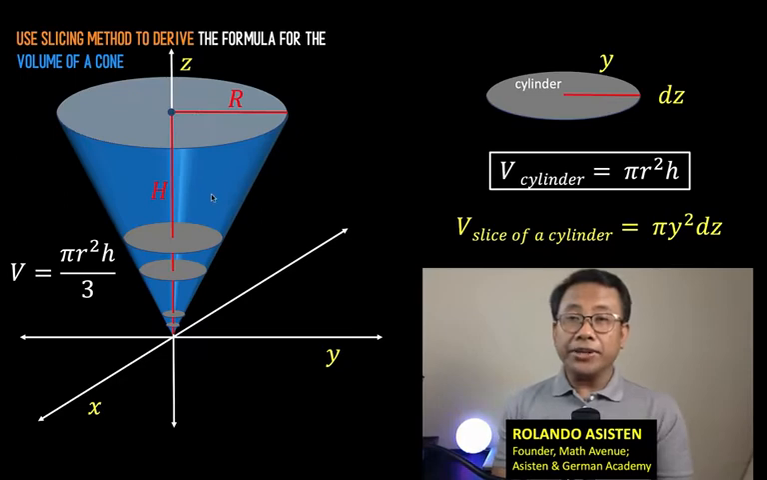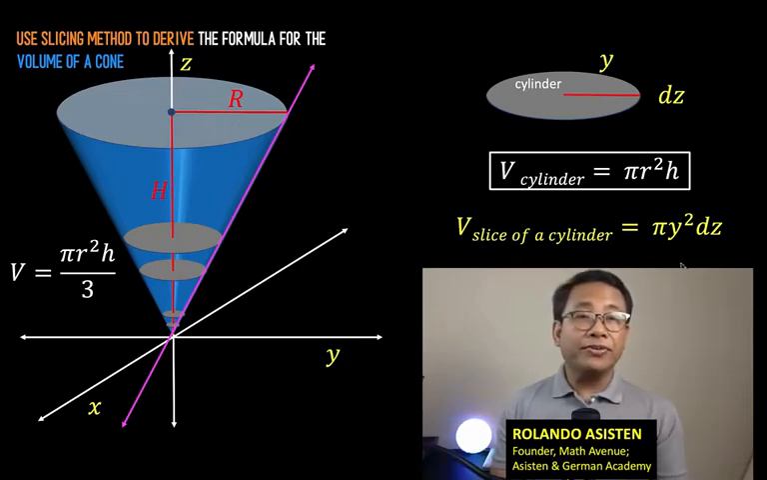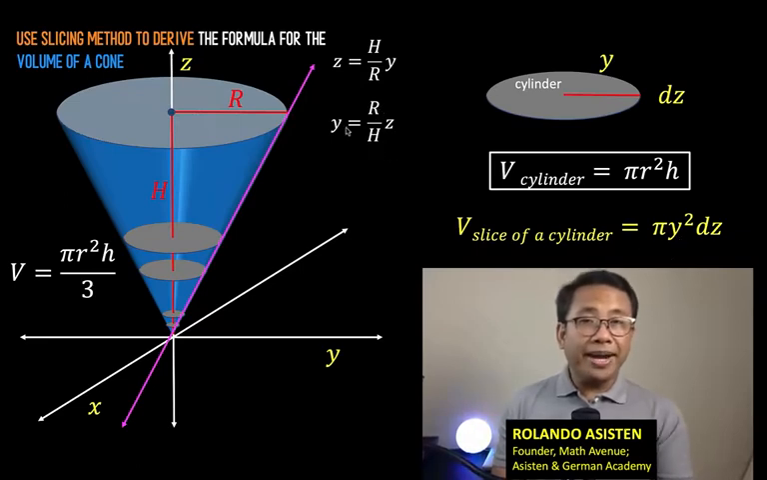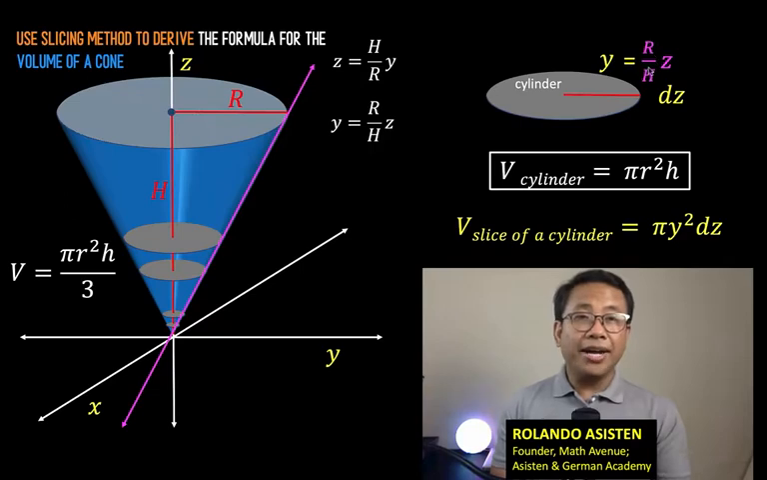Now going back to our cone here, notice that if I draw this line, then that line can represent the distance from the z-axis going to the line. And if you know the equation of this line, then we'll be able to have a representation for this radius. So what is the equation of this pink line? The two variables involved here are z and y. The equation is z equals the slope of this pink line, the rise is H, and the run is R. So H over R times y. And solving for y, we have y equals R over H z. And we can now replace this y by this expression. So y is now R over H z.